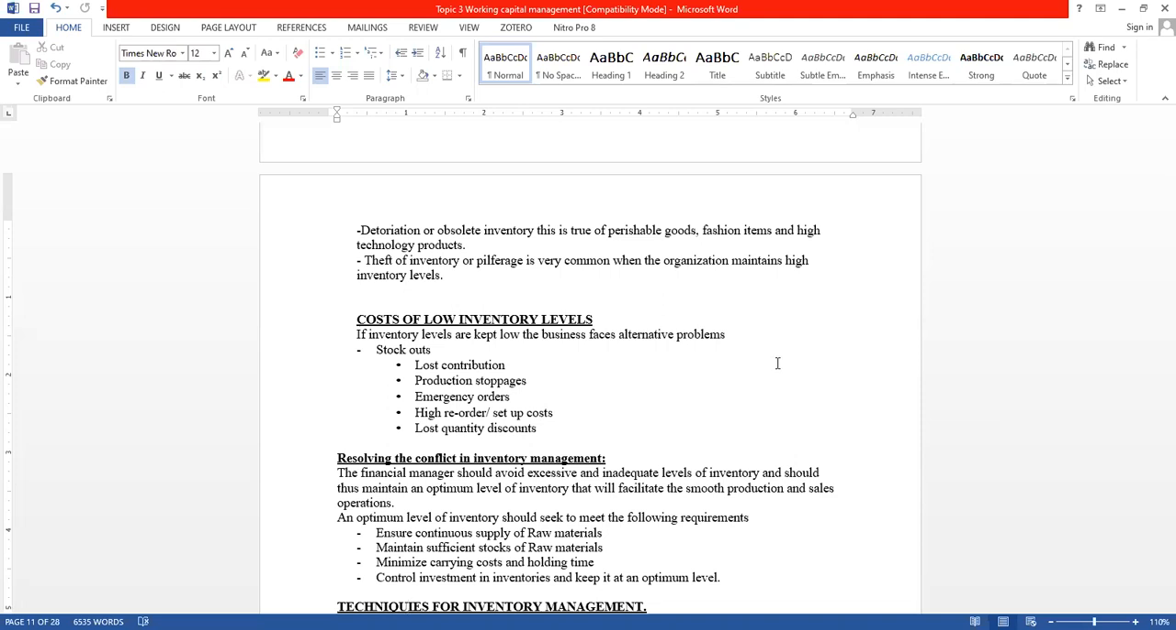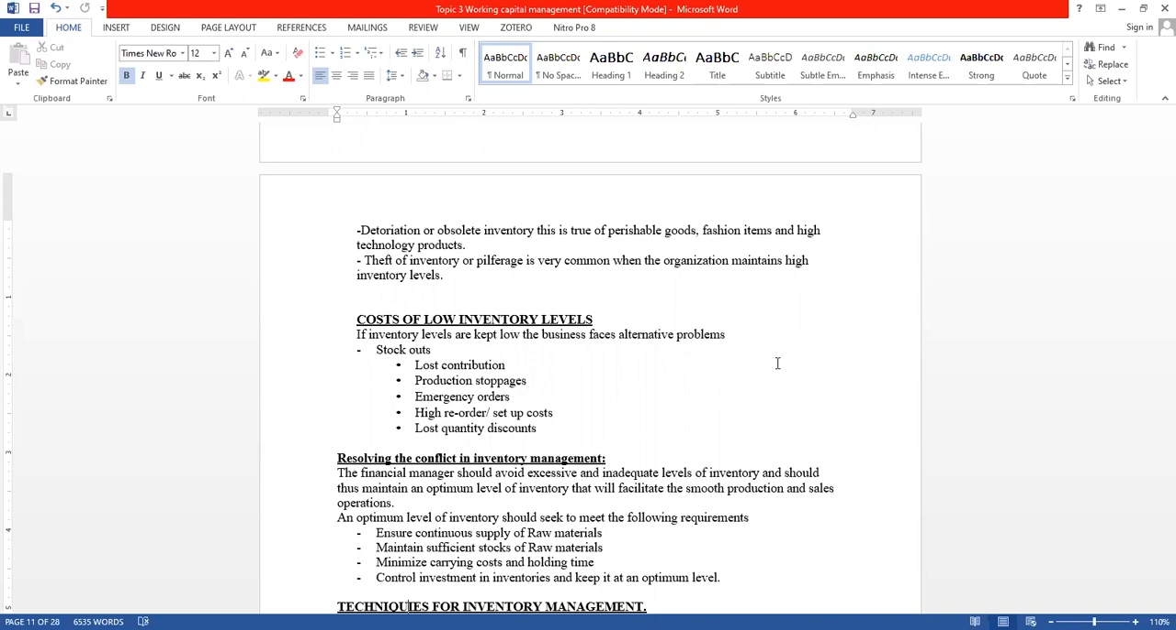And of course, we've looked at holding too much stock, the dangers. So you also need to control the investment in inventories and keep it at an optimum level. Any financial manager should ensure that there is an optimum level of inventory. 50-50, not too much, not too low.